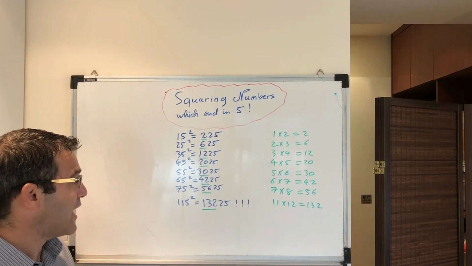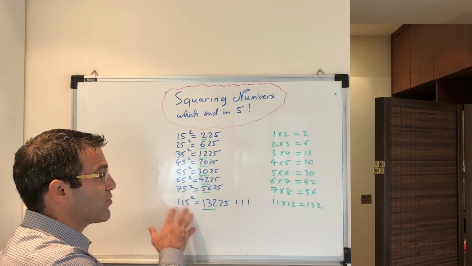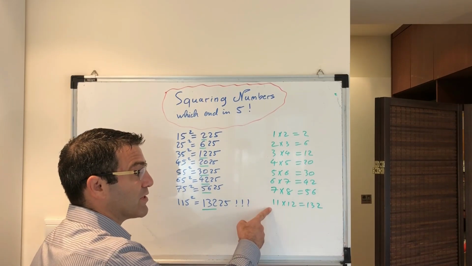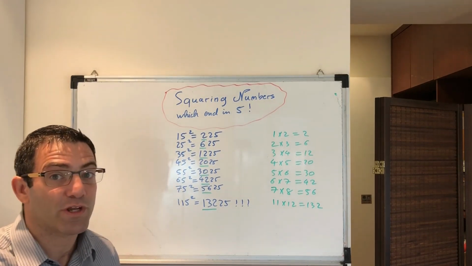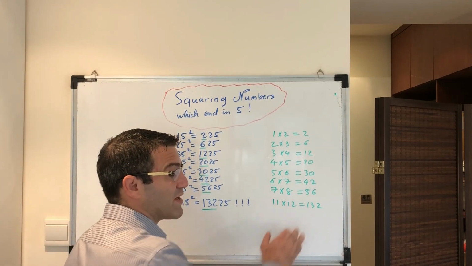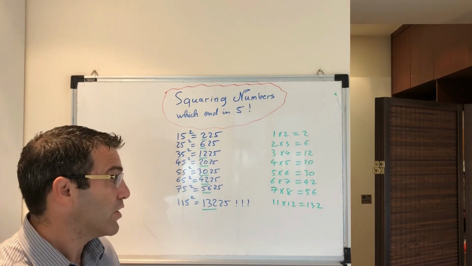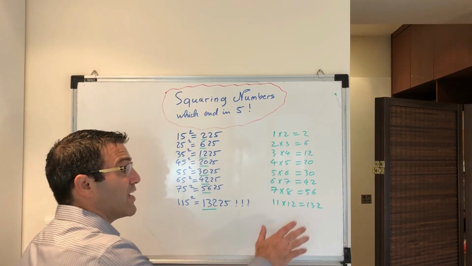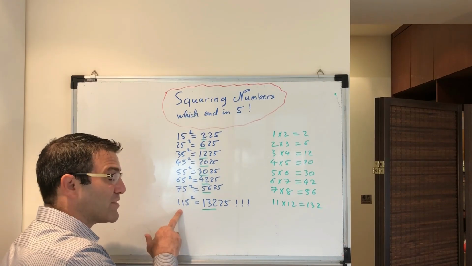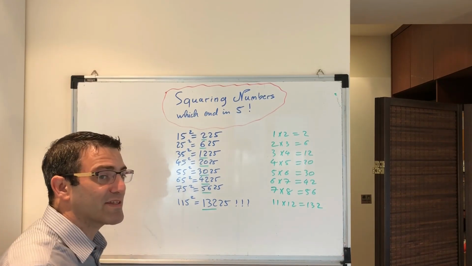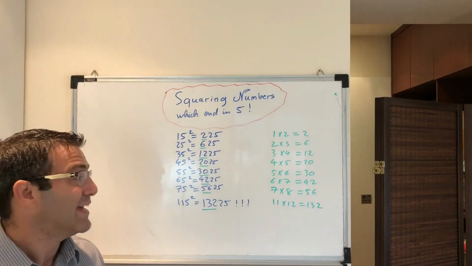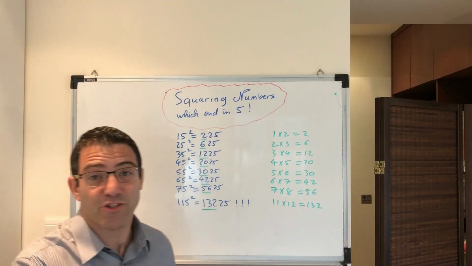So let's see, 115 squared. Well, that's got a little bit more of a trick to it, which is, do we know how to multiply numbers by 11, or do we know our times tables up to 12? And if you know that 11 times 12 is 132, which a lot of students know, then you just say 132 and then 25. So again, it starts with 11, so you do 11 times 12. What's the number that comes after 11? Oh, it's 12, so I do 11 times 12. That's the technique. That's all there is to it.